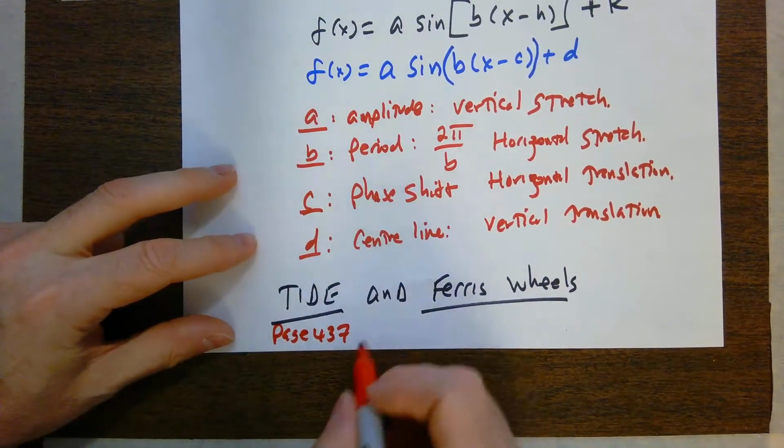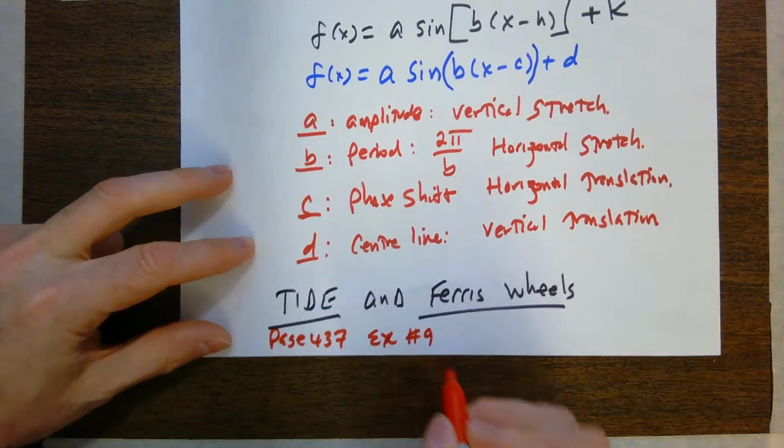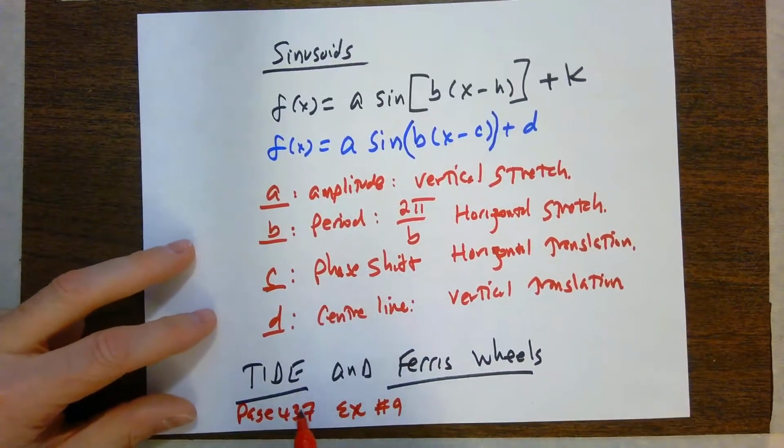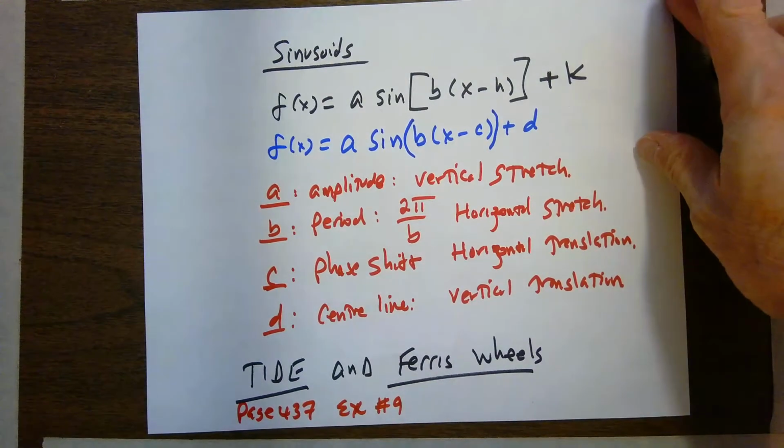And it's example number 9. I would make a note to yourself to go to page 437 and look over example number 9, calculating the ebb and flow of a tide. We're going to do a tide problem, but it's going to be a completely different tide problem.